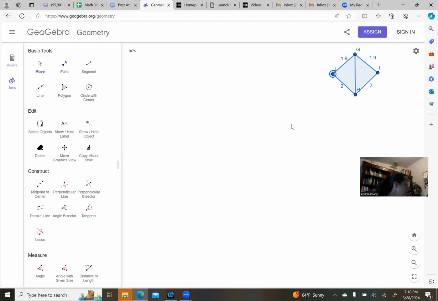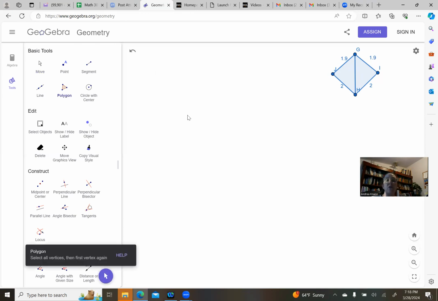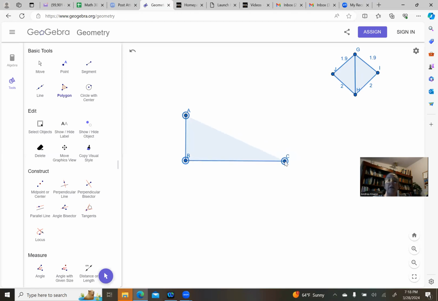Okay, now that was 20. On number 21, what type of figure is formed by joining the midpoints of a rectangle? Justify your answer. So I'm going to draw a rectangle here, assuming that we have 90-degree angles because a rectangle has opposite sides the same length and all of the angles are 90 degrees.